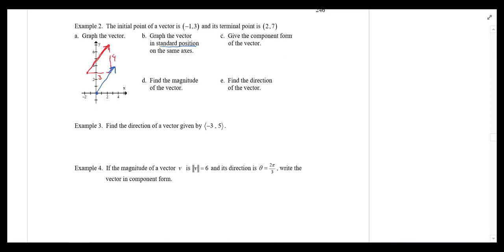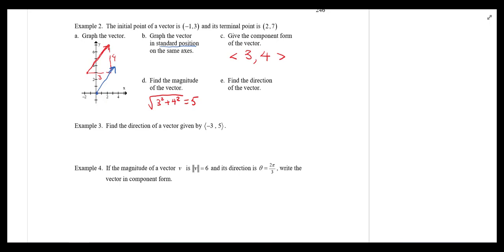Give the component form of the vector. We just told you we went 3 to the right, so that's the x value, 4 up. So here is our component vector. And then if you want to find the magnitude, which is the length, you just take the x value and square it, add to that the y value and square it, and then don't forget to take a square root, so that's just 5.